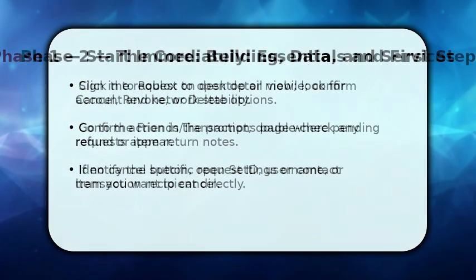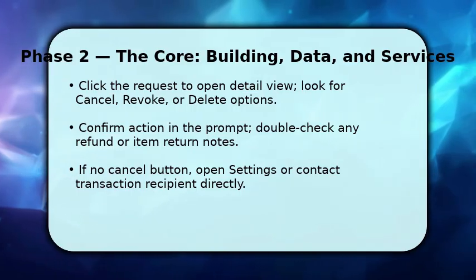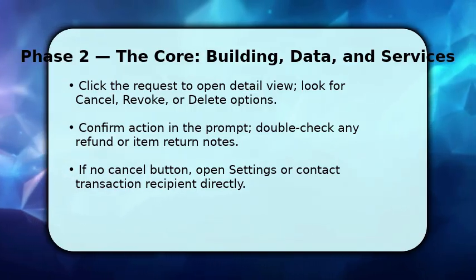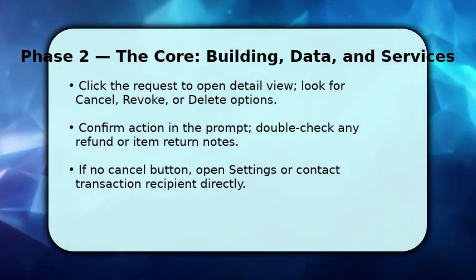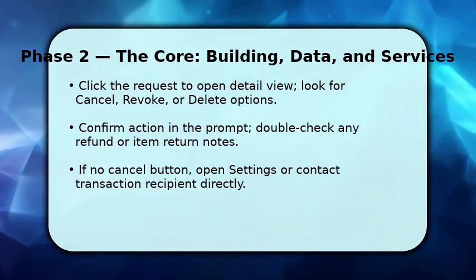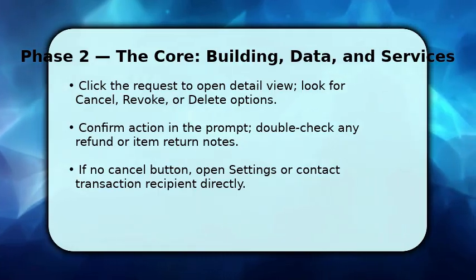You'll now perform the cancellation. Click the request to open its detail view and then look for a cancel, revoke, or delete button. Sometimes it's nested under 3 dots. Once you tap cancel, read the confirmation prompt. This explains refunds or whether items return to inventory.